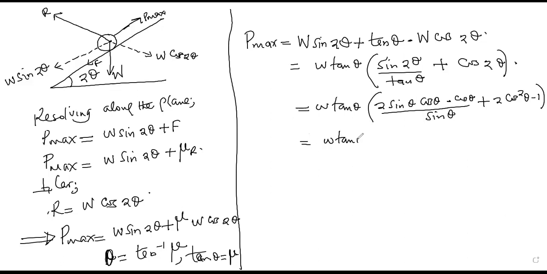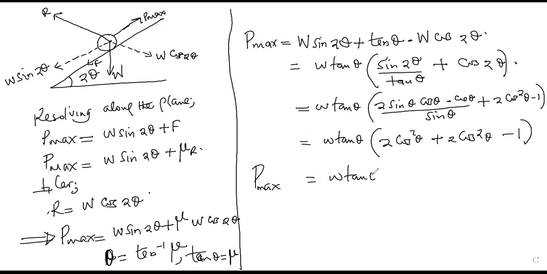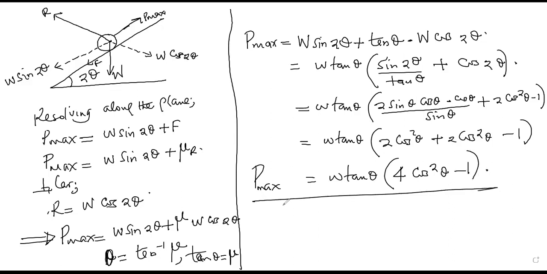So this is going to be equal to W tan theta, into sin theta will go with sin theta, so we shall have 2 cos squared theta plus 2 cos squared theta minus 1. So the P max is going to be equal to W tan theta into 2 cos squared plus 2 cos squared, that is 4 cos squared theta minus 1. As simple as this. Is it okay?